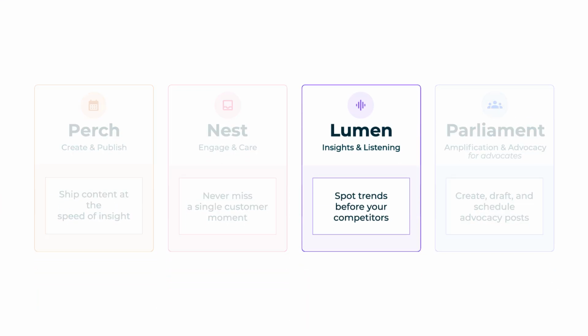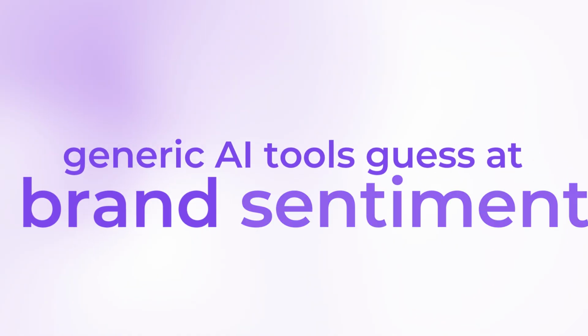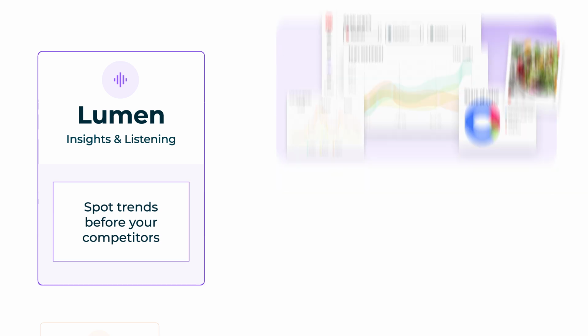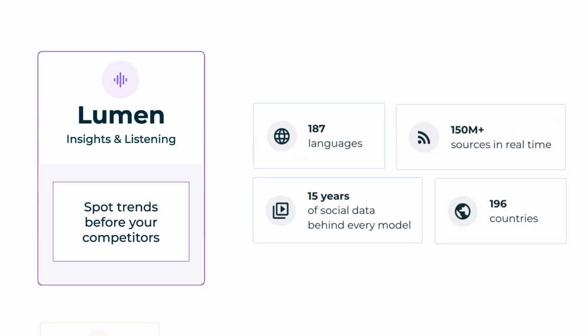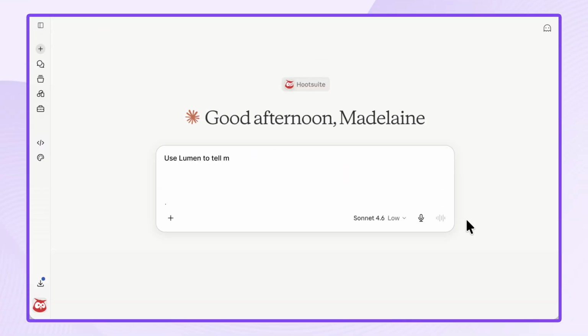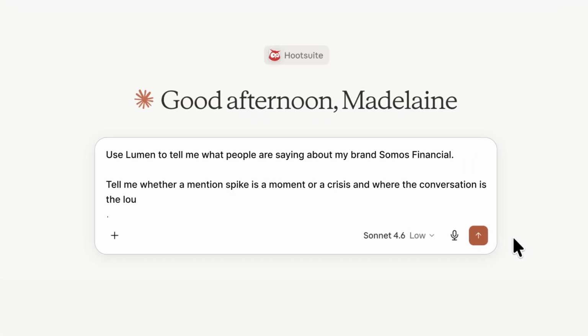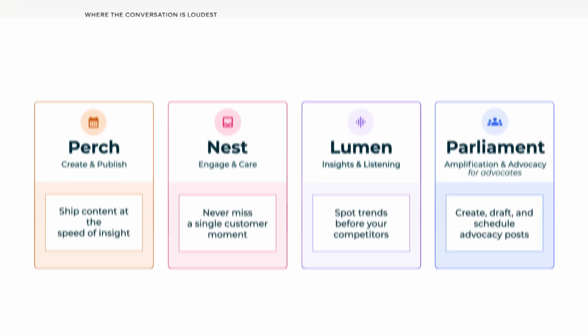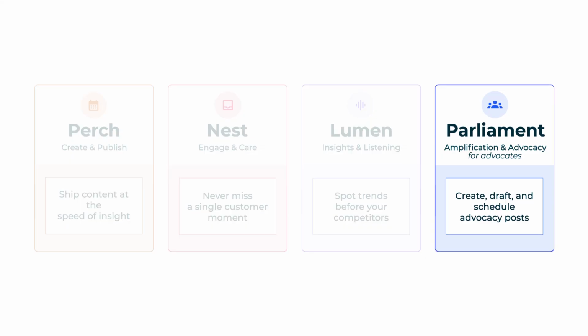Next, Lumen is your social listening connector. Generic AI tools guess at brand sentiment with far fewer data sources to back it up. Lumen connects workflows to Hootsuite's actual listening data, real conversations, and real sentiment that's happening right now. Ask what people are saying about your brand, what's trending in your industry, or whether a mention spike is a moment or a crisis.